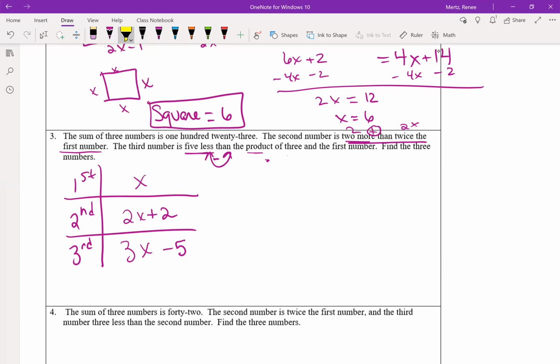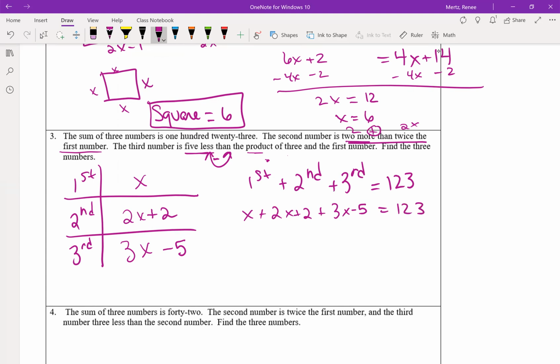So our verbal plan looks like first plus second plus third equals 123. x plus 2x plus 2 plus 3x minus 5 equals 123. So we get 6x minus 3 equals 123. Solving for x, 6x equals 126.